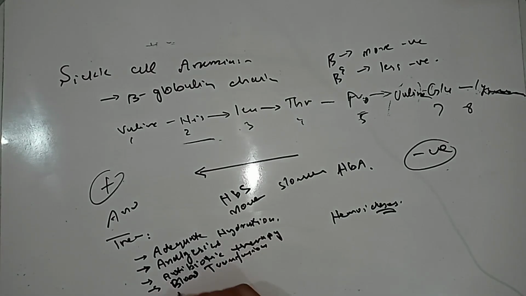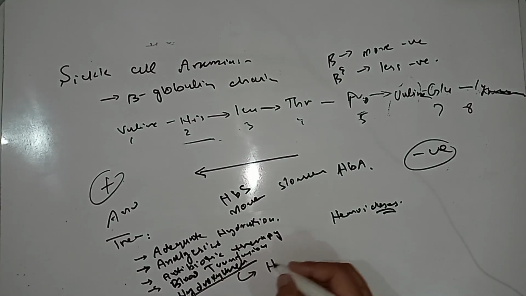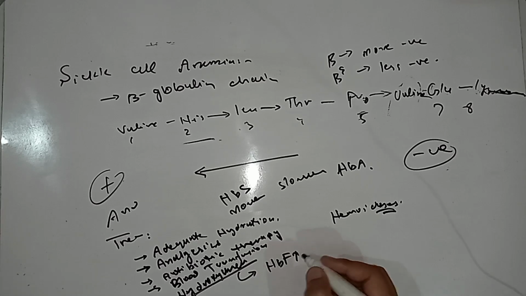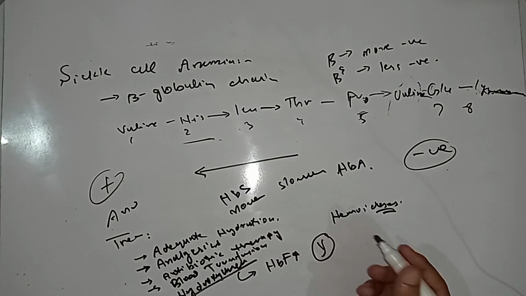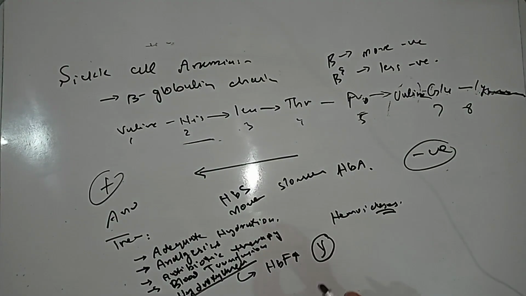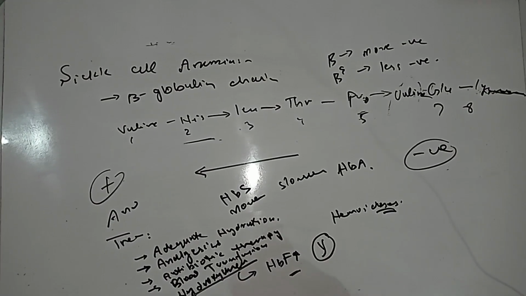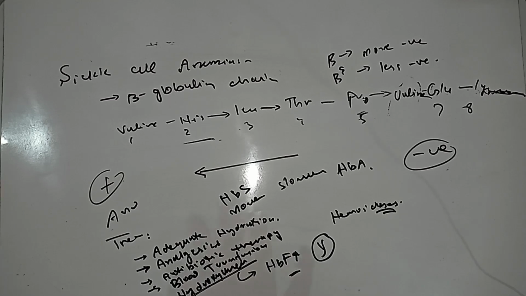And moreover, there is a drug called hydroxyurea, which is an anti-tumor drug. It increases the level of fetal hemoglobin, or HbF. HbF contains gamma chains instead of beta chains. So it also reduces the RBC sickling due to increased level of HbF. So this is the treatment of sickle cell disease.